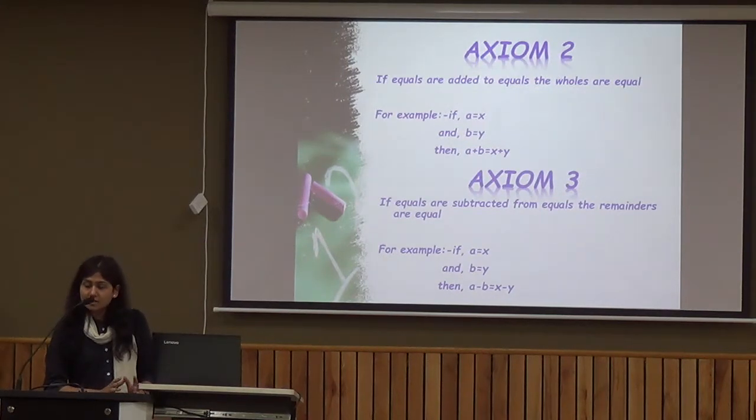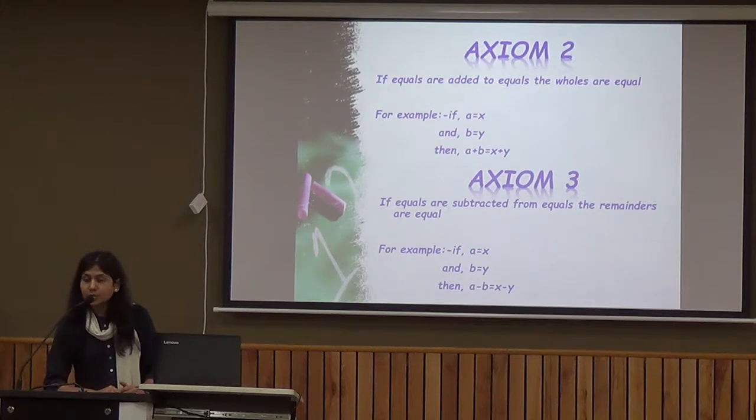If equals are added to equals, then the wholes are equal. For example, if A is equal to X and B is equal to Y, then adding these two equations, we get A plus B is equal to X plus Y. Or we can also say that A plus Y is equal to X plus B, because A is equal to X and B is equal to Y.